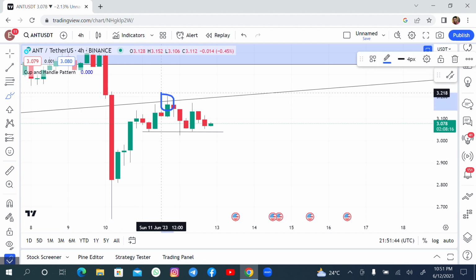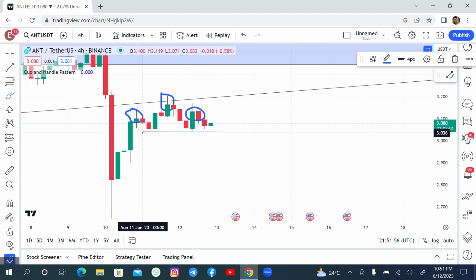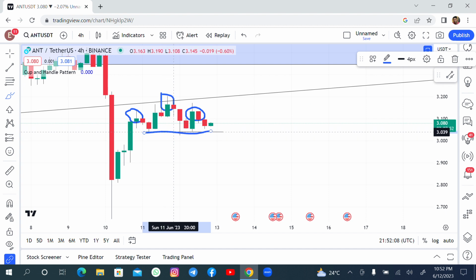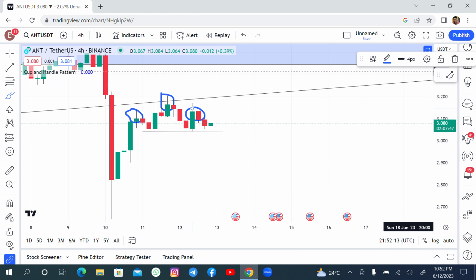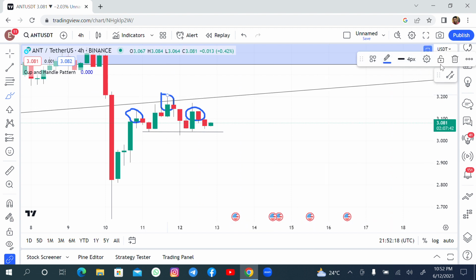This is the head. This is the shoulder. This is the shoulder again. And here's the neckline. All right, good. So basically that's the way it is. All right, so let me just knock this off as quickly as I can.